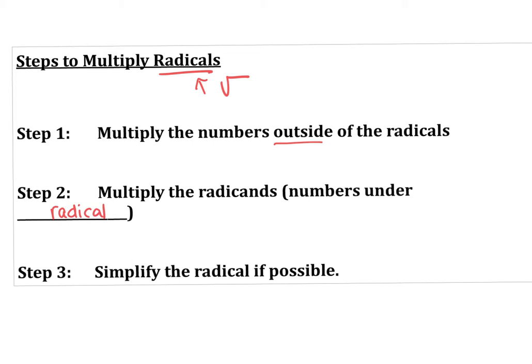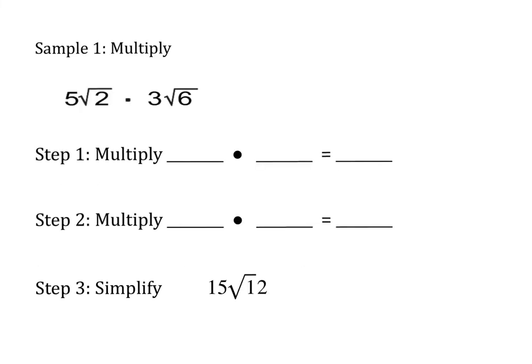So let's look at this first example, this sample here. They have 5 square root of 2 times 3 square root of 6. We're going to multiply the outside numbers, which are 5 and 3, giving us a 15. All right? Then we are going to multiply the inside numbers, the 2 and 6, giving us a 12. This is where we got the 15 here and the 12 here.